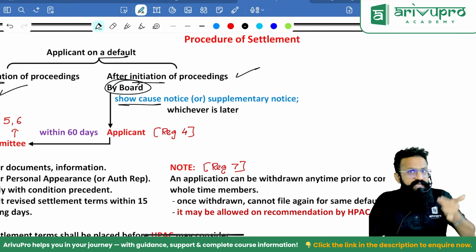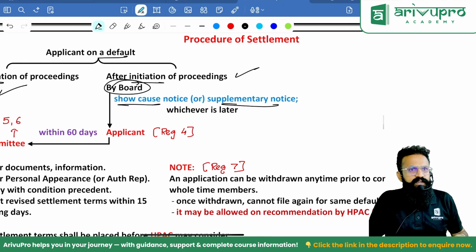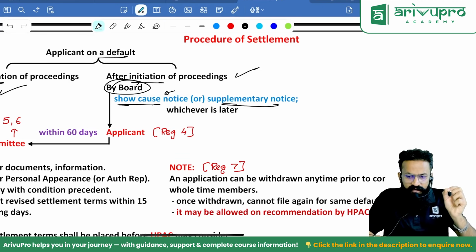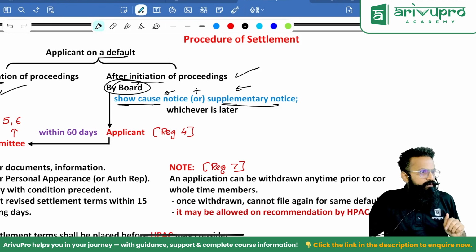From the day I get the show cause notice or from the day I get a supplementary notice. What do you mean by supplementary notice? Here I have given you some basic information, and within the next one week I have given further information on the same document.